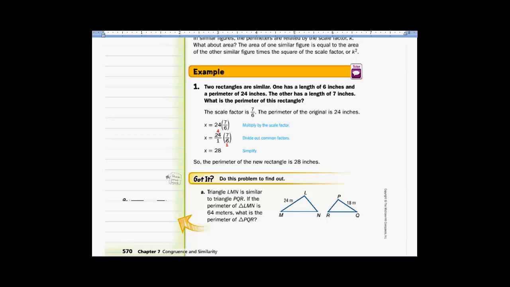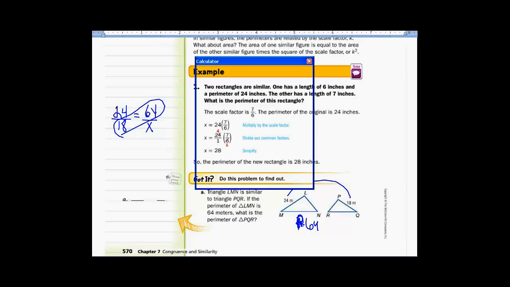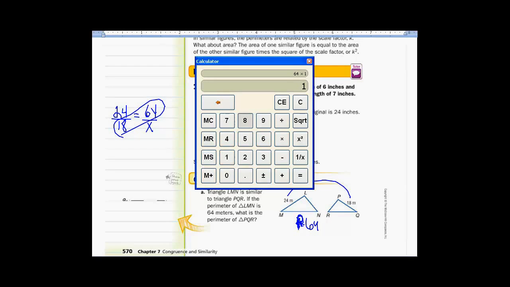Okay, using a proportion. It says that they're similar. So if the perimeter of this LMN is 64, that's the perimeter, and you want to know what is the perimeter of the small one. So again, find corresponding parts. 24 is to 18 as 64 is to what? So we are going to take 64 times 18.